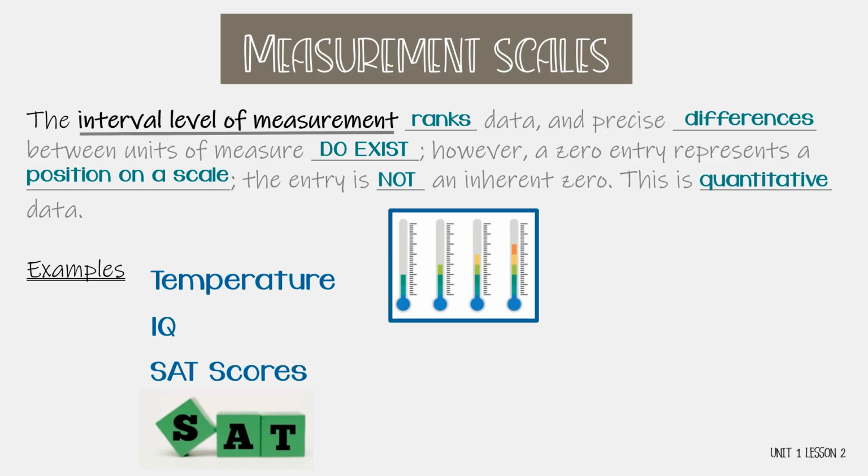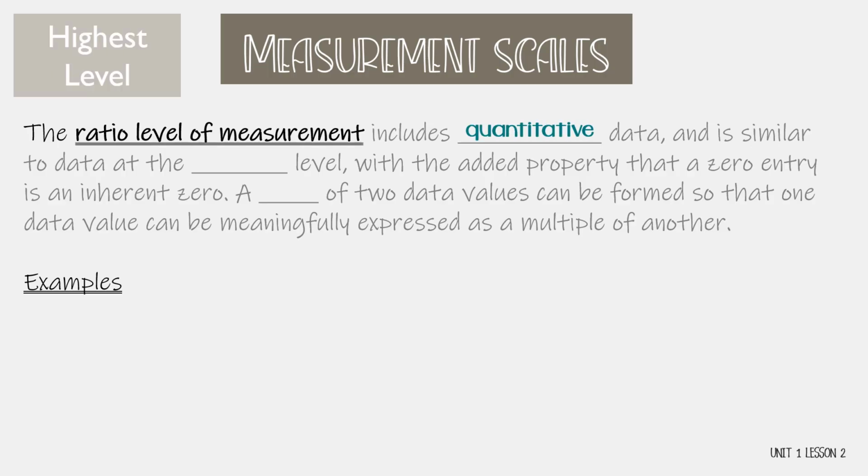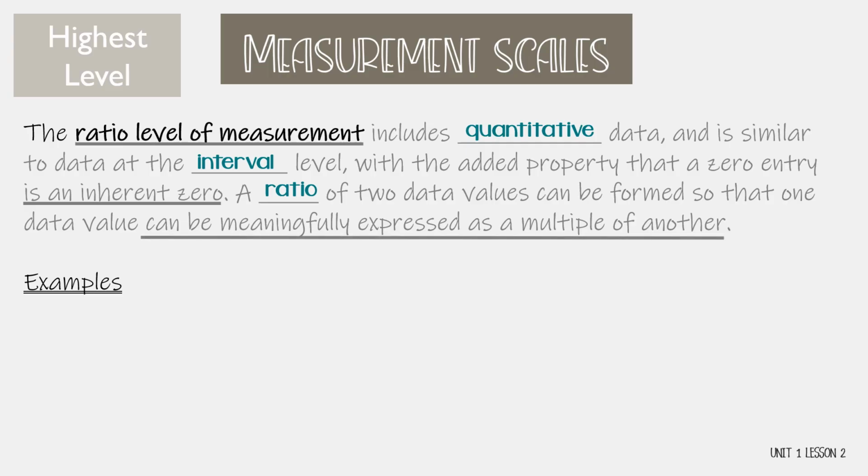These are just examples. Now, the highest level of measurement is the ratio level of measurement. It includes quantitative data. It's similar to data at the interval level, with the added property that a zero entry is an inherent zero. A ratio of two data values can be formed so that one data value can be meaningfully expressed as a multiple of another. Let's say age.